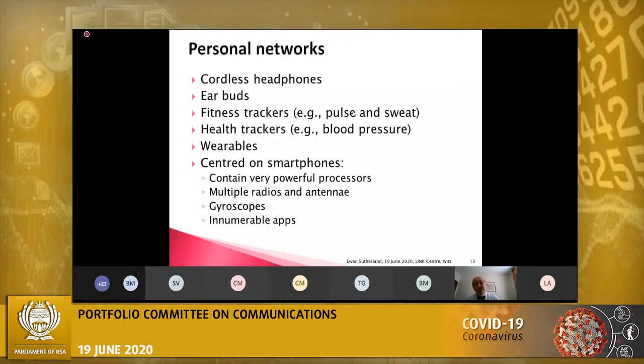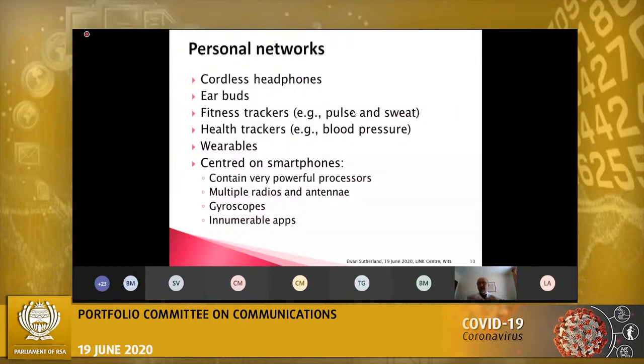You can now just about get commercial for personal use devices which will do sweat analysis. You're getting wearables, and most of these are then connecting to the smartphones because the smartphone is really a computer. And so you end up with multiple radios, multiple antennas, and gyroscopes in it to see that you're moving, if you're moving, and compasses and all sorts.